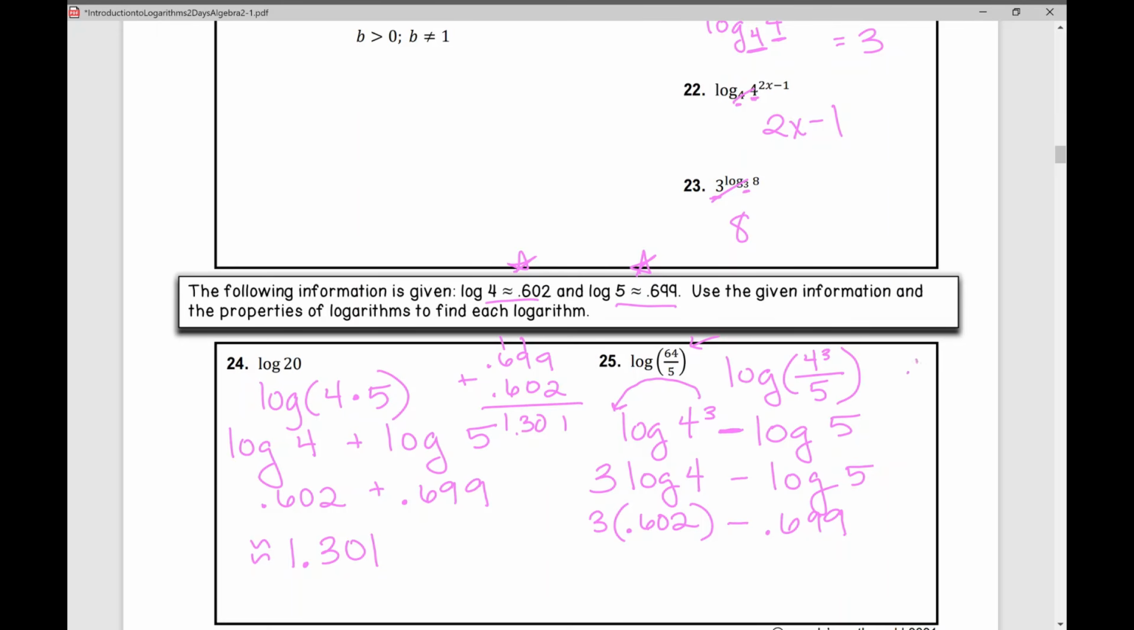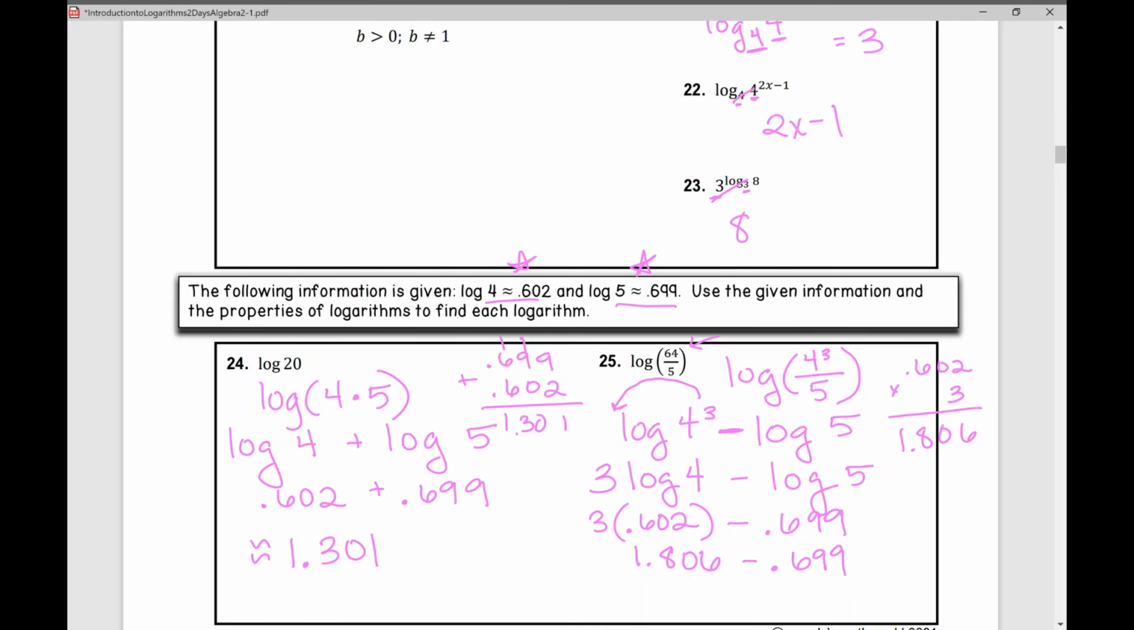I've got 0.602, and I'm going to multiply that by 3. 3 times 2 is 6. 3 times 0 is 0. 3 times 6 is 18, and my decimal is going to go right there. 1.806 minus 0.699.